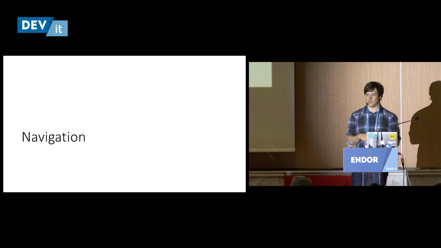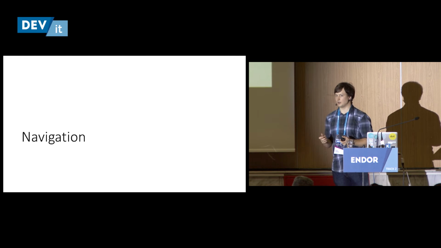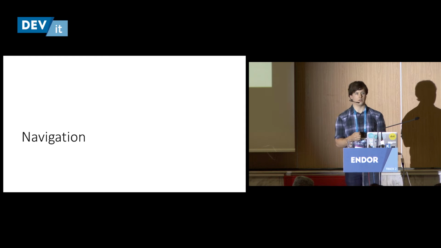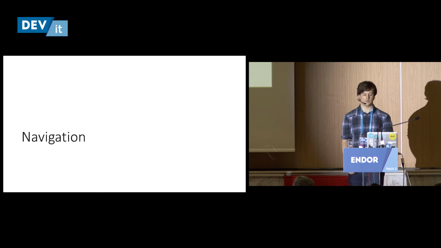So we've abstracted away the rendering. We figured out how we're going to render to a string on the server and how we're going to render into the DOM on the client. Next, let's look at navigation.